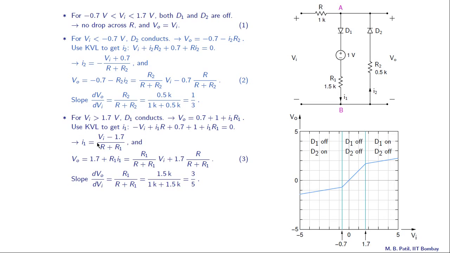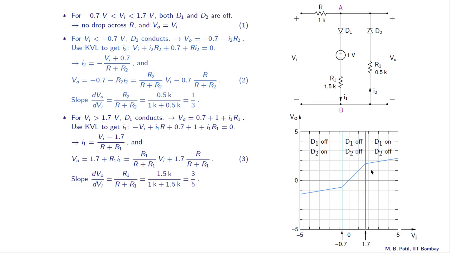I1 turns out to be Vi minus 1.7 by R plus R1, and we can now substitute this I1 back over here and get VO. So VO finally is R1 by R plus R1 times Vi plus 1.7 times R by R plus R1. Now the slope in this region, dVO dVi, is given by this factor here. R1 is 1.5k, R is 1k, so therefore the slope turns out to be 3 by 5.